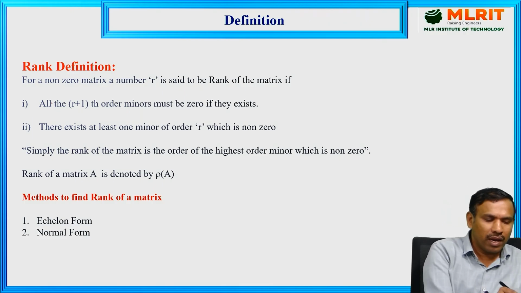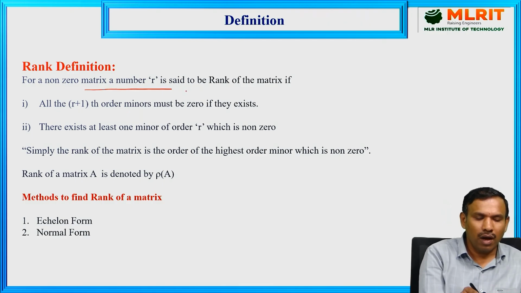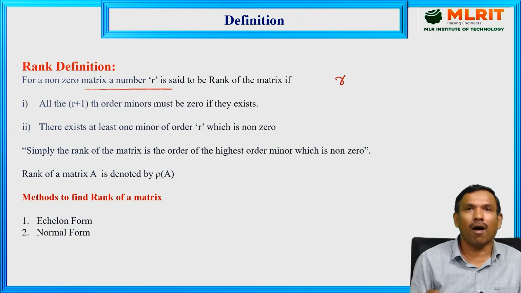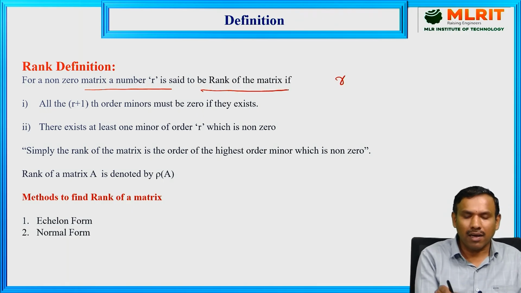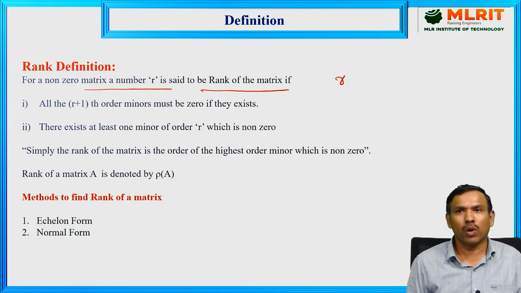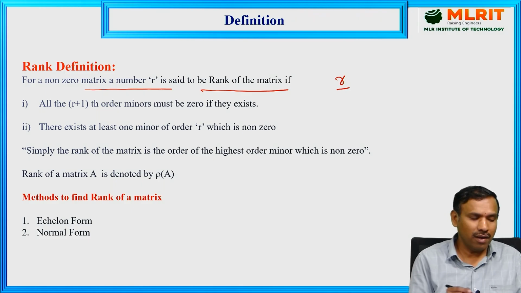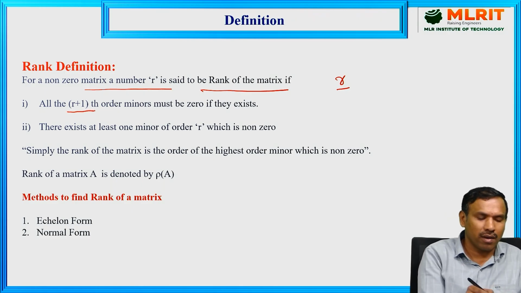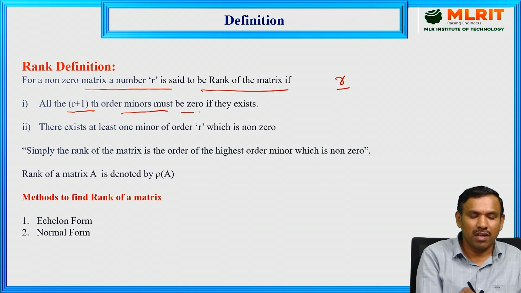Now, for a non-zero matrix, a number R is said to be the rank of the matrix if 2 conditions are satisfied. What are the two conditions? A number R, some 3, some 4, some 5, which you are calling the rank of the matrix. Then all the (R+1)th order minors must be 0.